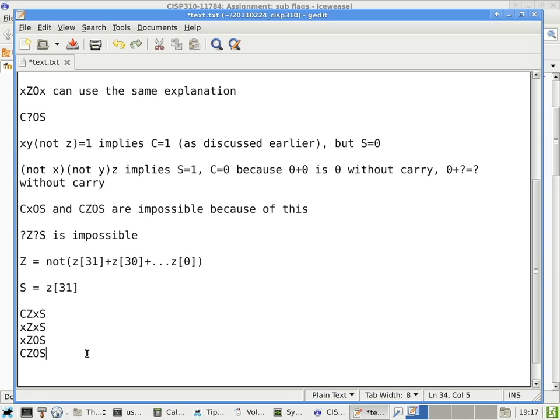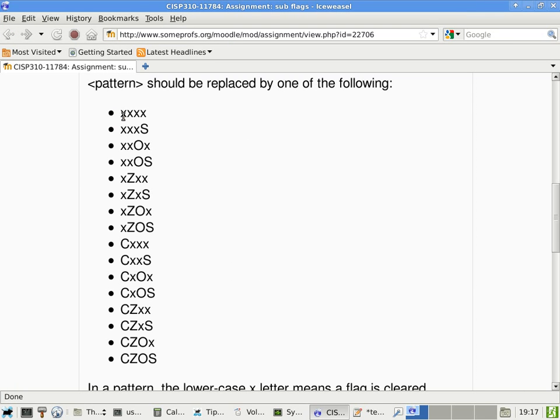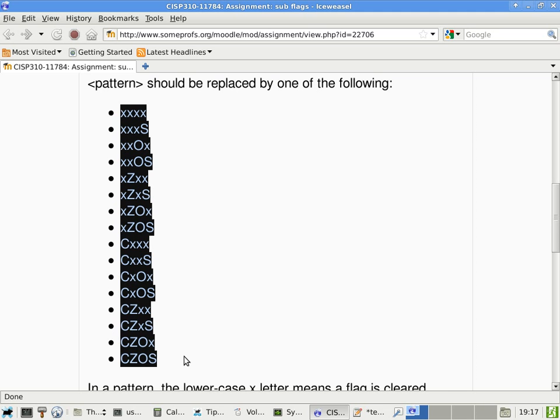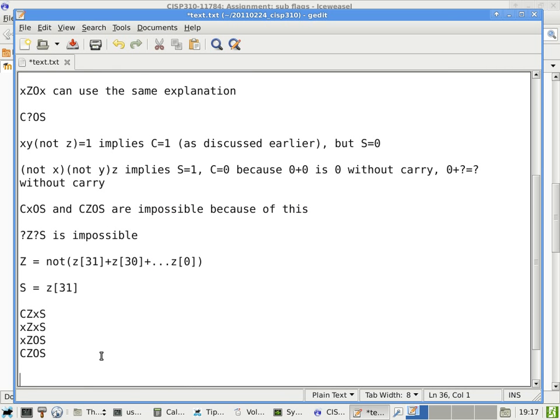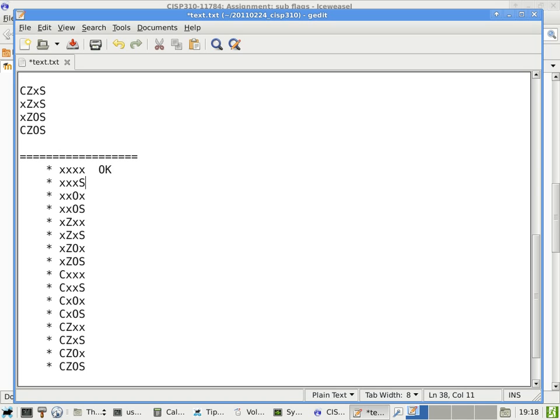Okay, so I'm losing track of which ones are already explained. So I'm going to have to copy and paste from my own notes here, just so that I can keep track of which ones are already done. It's always the tedious stuff that is the most difficult. All right. So we have taken care of this one. We have taken care of all the ones where Z and S are both turned on. I'm just marking which ones are already taken care of.